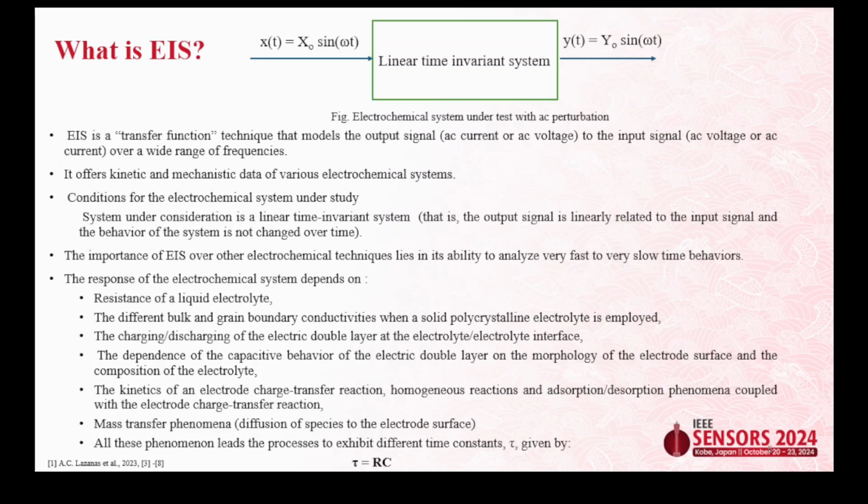The other important parameter for an electrochemical system is the charging and discharging of the electric double layer, because when we are taking the measurement, there are many interfaces that are forming in an electrochemical cell. One is your electrode to electrolyte interface, which is important. That interface is formed at all the electrodes that we are using, but we are more concerned about the working electrode and electrolyte interface.